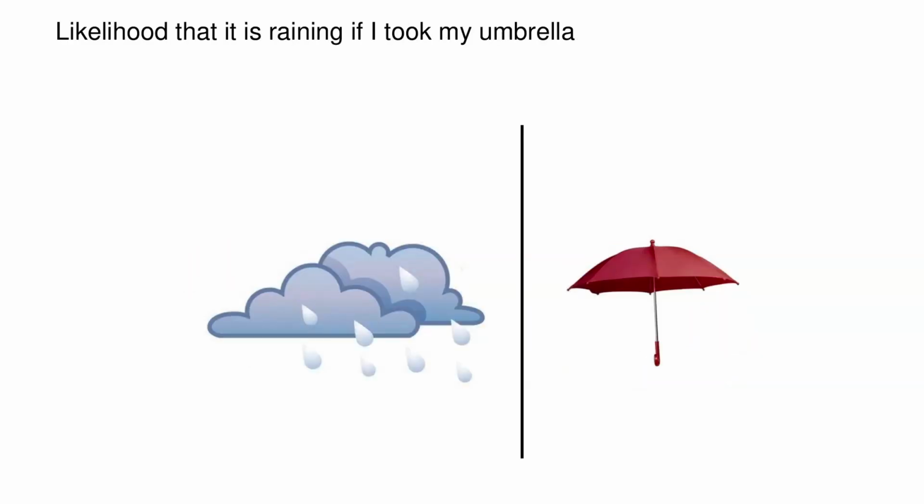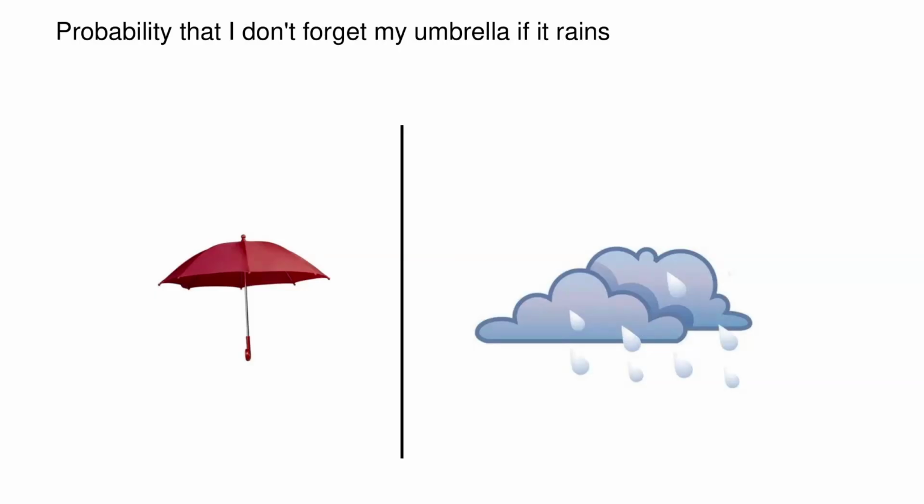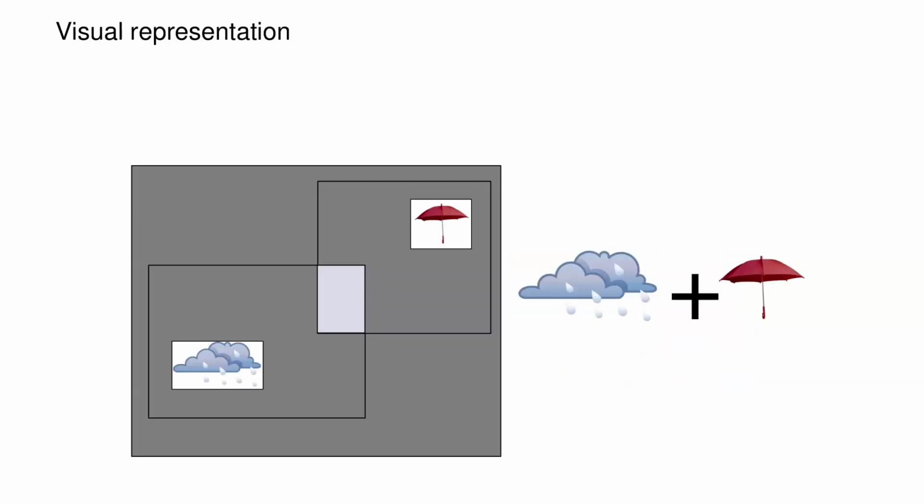right? And so this Bayes formula is a magic device that allows us to swap the sides in order to compute a probability that's very difficult to compute based on one that is very easy to compute, right? And so a visual representation is also, that's the intersection.